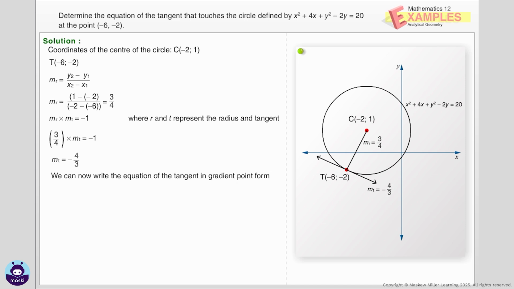We can now write the equation of the tangent in gradient point form. Substituting values, we get y minus y1 equals m(x minus x1). Therefore, the equation of the tangent is y equals -4 over 3 x minus 10.